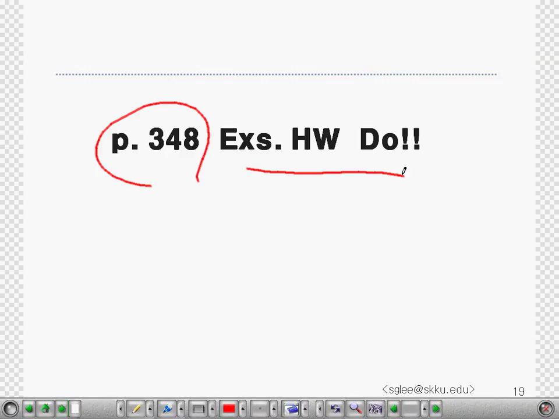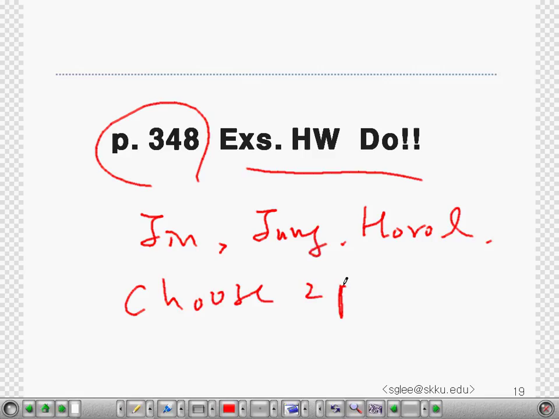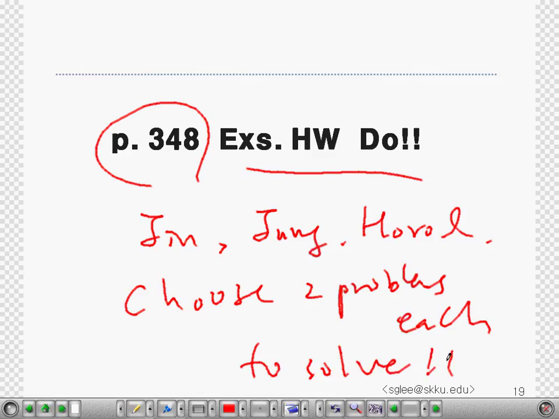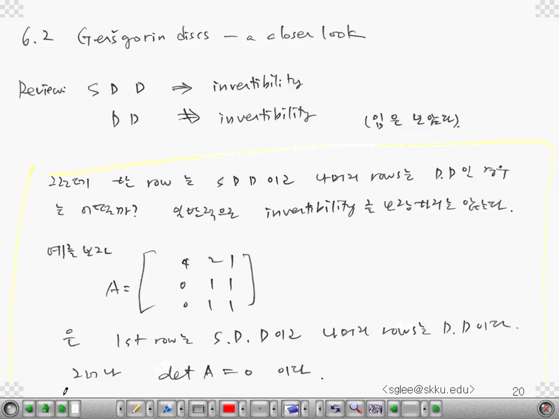And there are some exercise problems on page 340. So Jin and Chung and Horror do some problems. Choose two problems each to solve. Okay? In chapter 6, including page 348. Okay. Keep going.